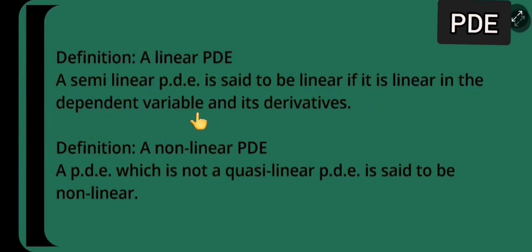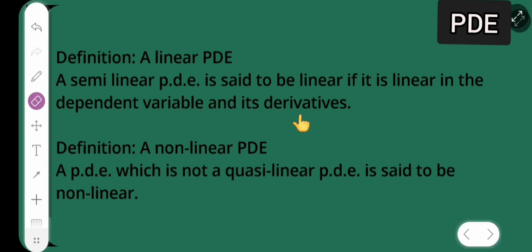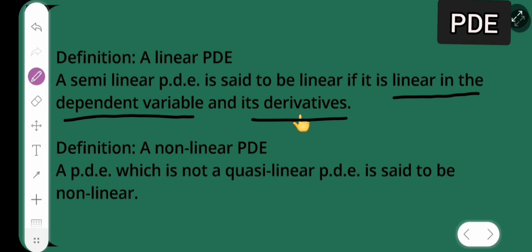Next, let us see the definition of a linear PDE. A semi-linear PDE, that is a partial differential equation, is said to be linear if it is linear in the dependent variable and its derivatives. So it should be linear in the dependent variable and its derivatives. Then you can say a semi-linear PDE is said to be linear. This part is very important: it must be linear in the dependent variable and its derivatives.